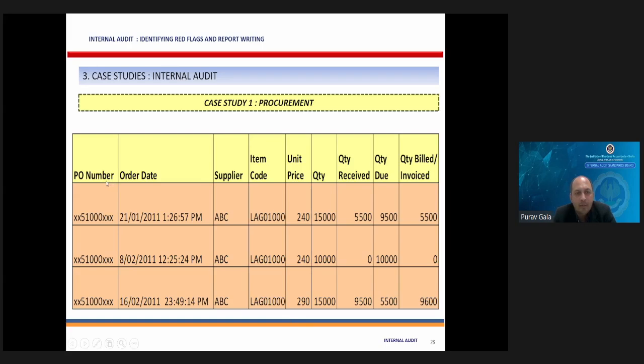This is a PO number, purchase order. This is the order date and the time when the purchase order was generated. This is the name of the supplier. This is the item or the SKU. This is the price. This is the quantity that has been ordered. Against the ordered quantity, I have also mapped what has been received, and what is pending to be received. The last column mentions the quantity billed or invoiced. That means how much liability I have created in my books with respect to the material that has been received.